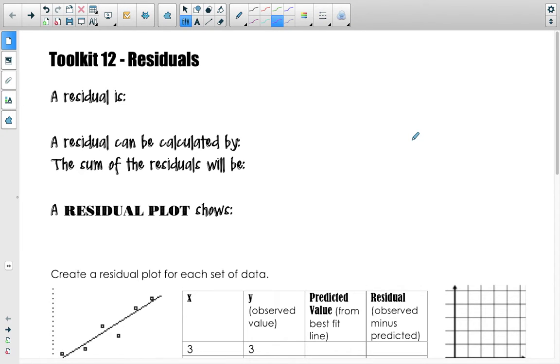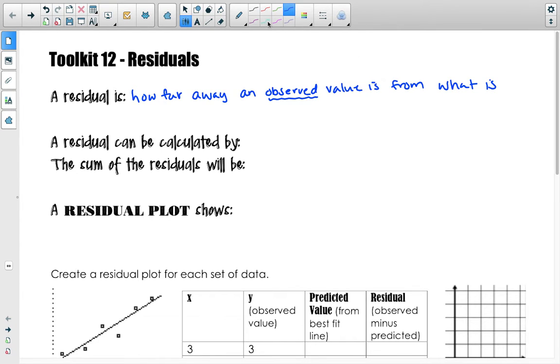This video is on residuals. A residual is how far away an observed value is from what is predicted by the regression line.